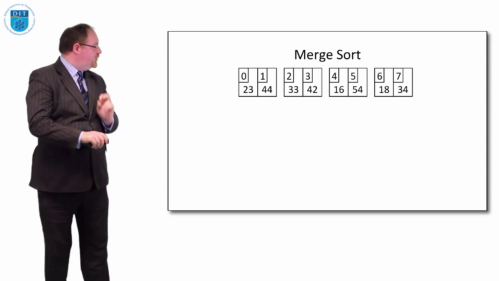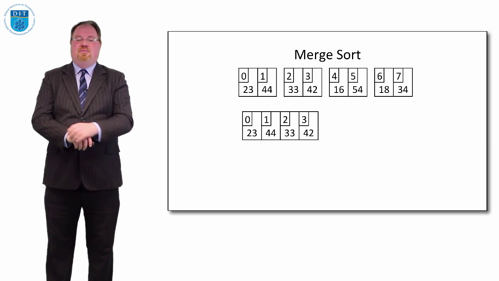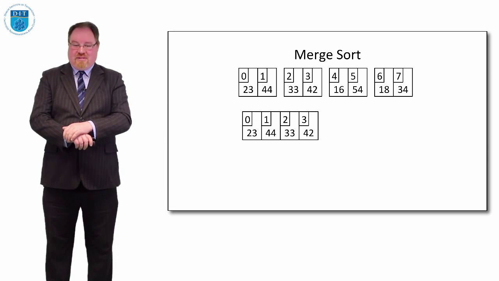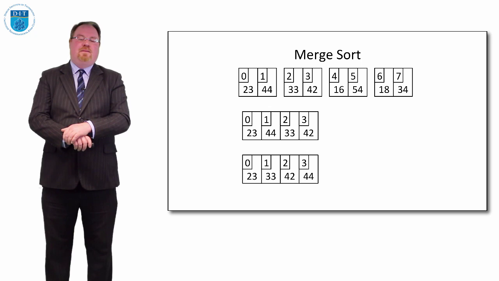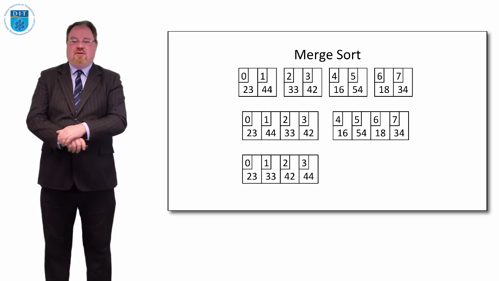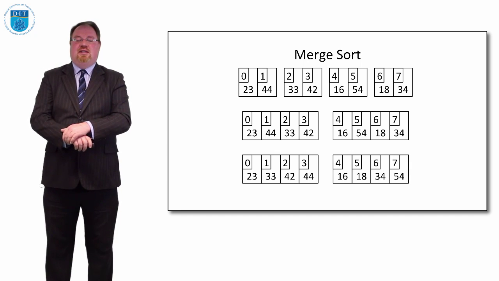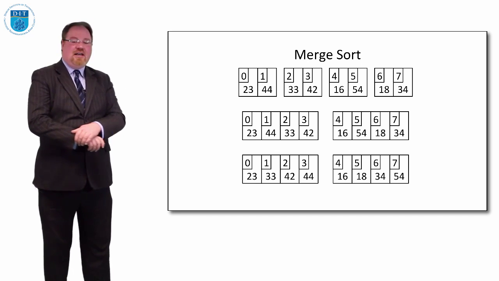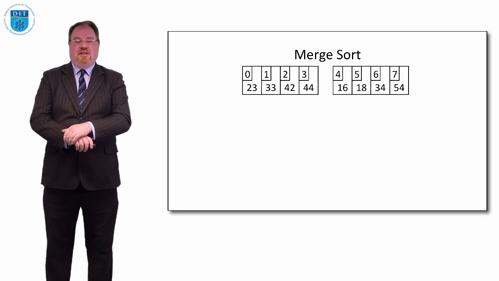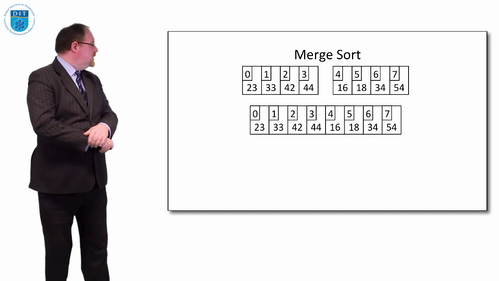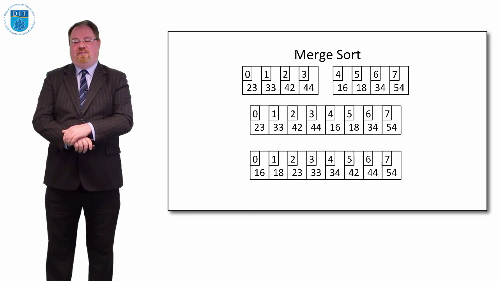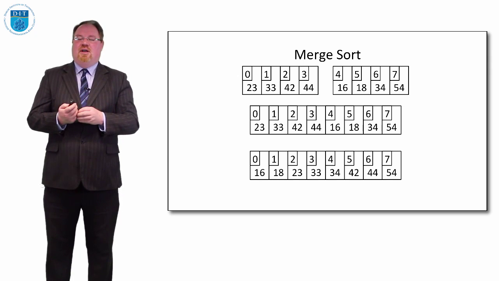Now we take those 4 subarrays, and we merge them, and we sort that array. And we take the 2 subarrays and merge it into a 4-element array, and then we sort that. And then finally we take those 2 subarrays, we merge them, and we sort them. And we've got our array sorted.